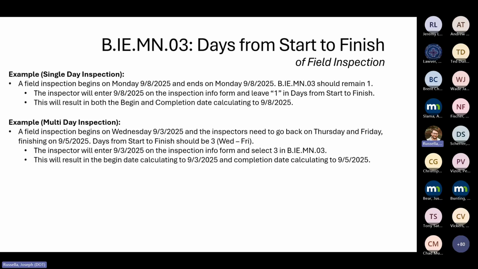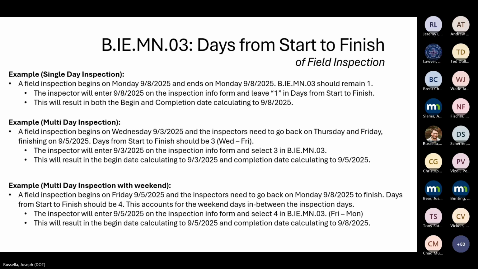So if you have a multi-day inspection, say an inspection begins on Wednesday 9/3, and the inspector needs to go back on Thursday and Friday, finishing on 9/5, days from start to finish would be 3. The inspector will enter 9/3/2025 in the inspection info form and select 3 in this days from start to finish field. This will result in the begin date calculating to 9/3/2025 and the completion date calculating to 9/5/2025. And that all happens during the validation stages.